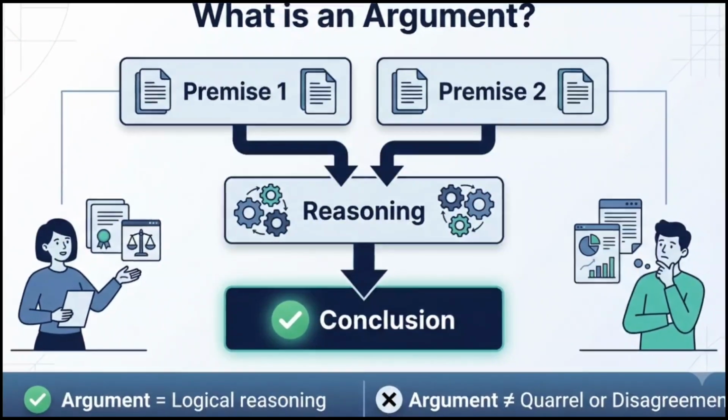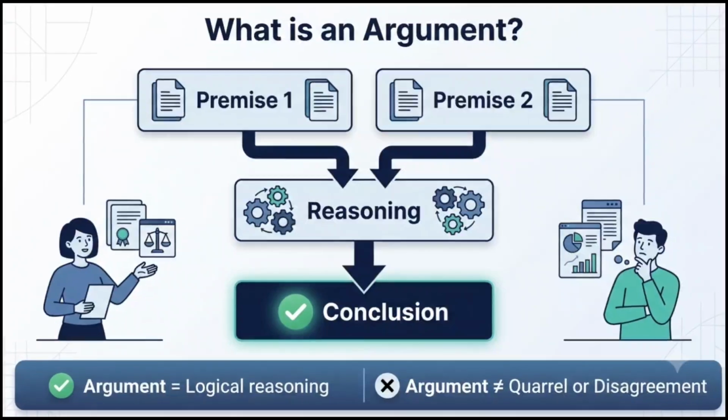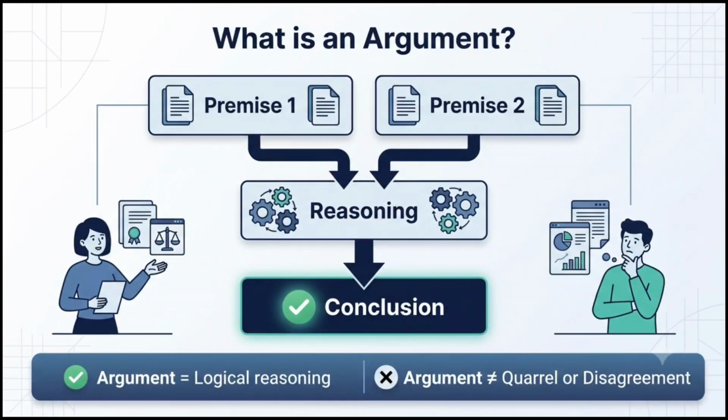In logic, an argument is not a quarrel or disagreement. It is a group of statements where some statements, called premises, provide reasons for accepting another statement, called the conclusion. The goal of logic is to determine whether the conclusion truly follows from the premises.